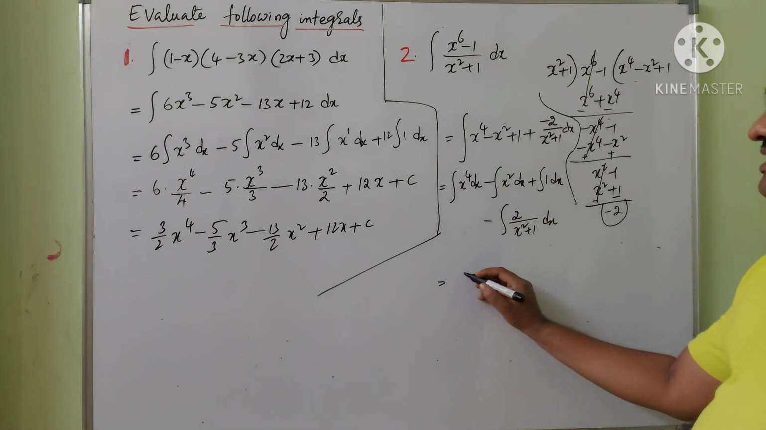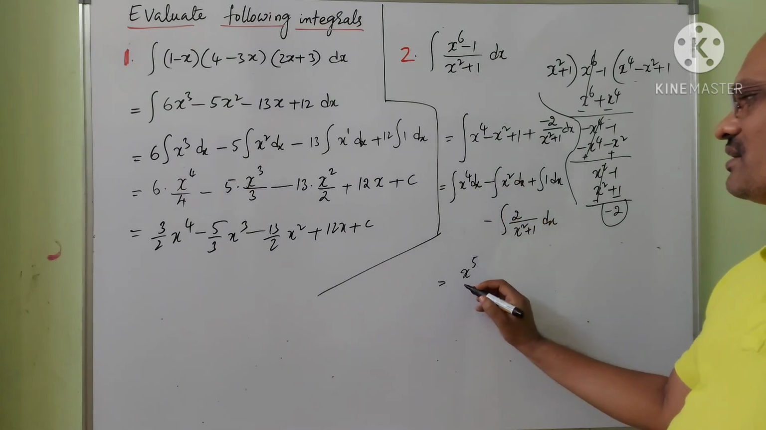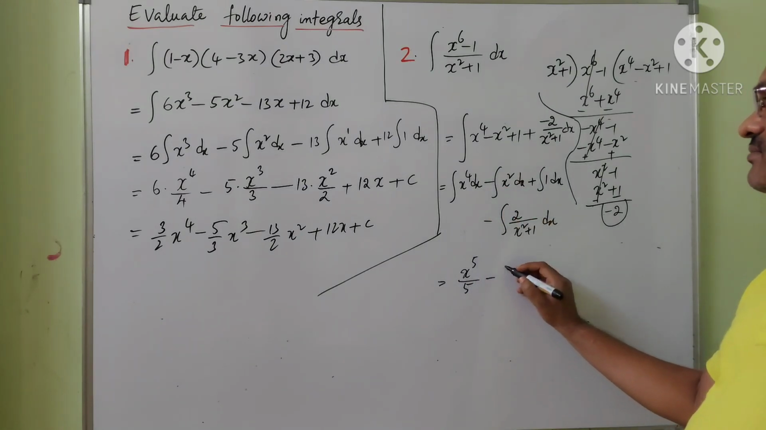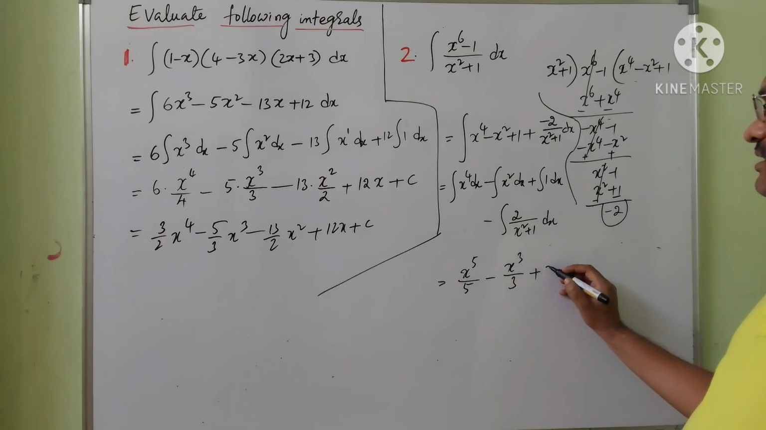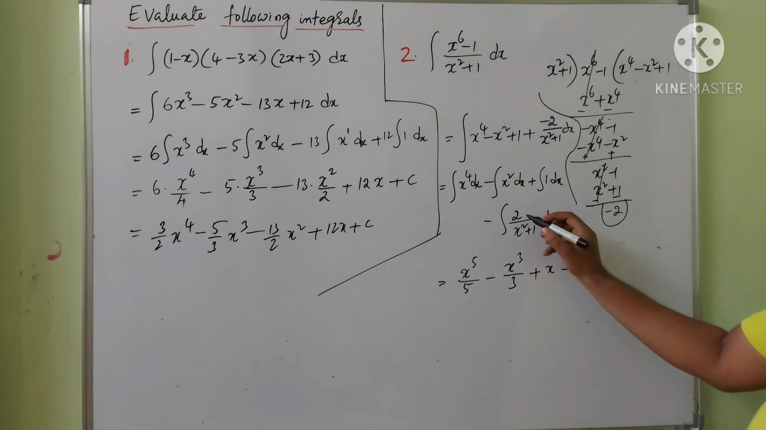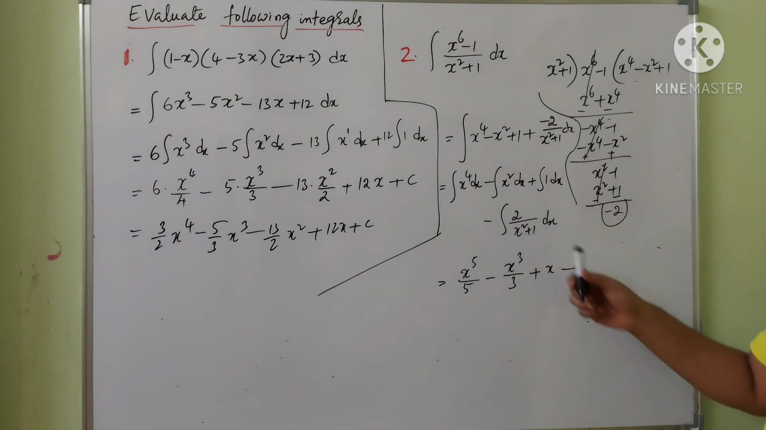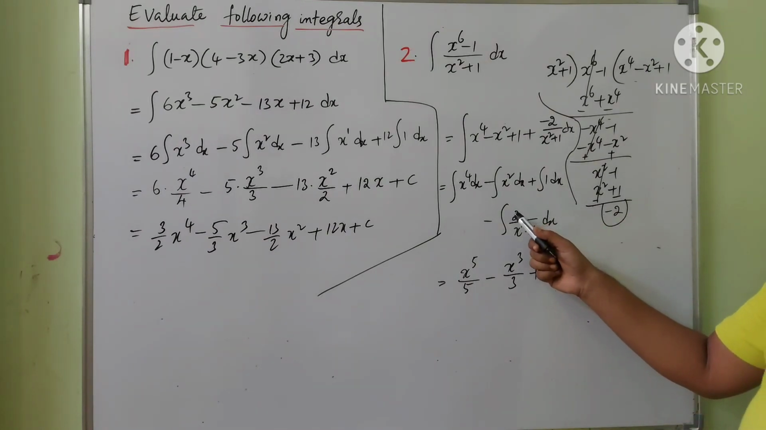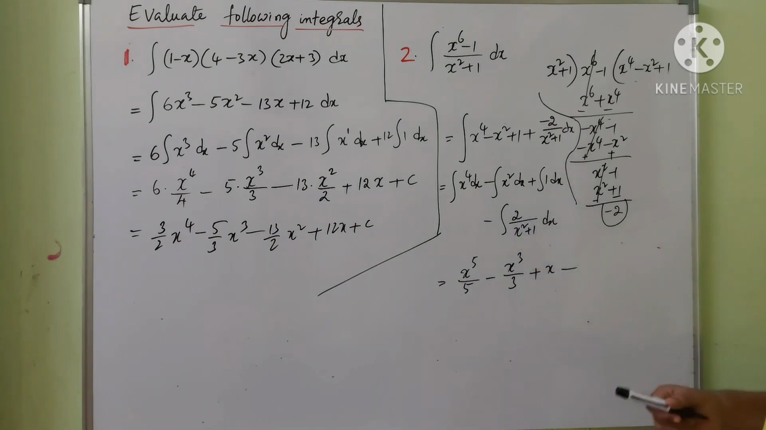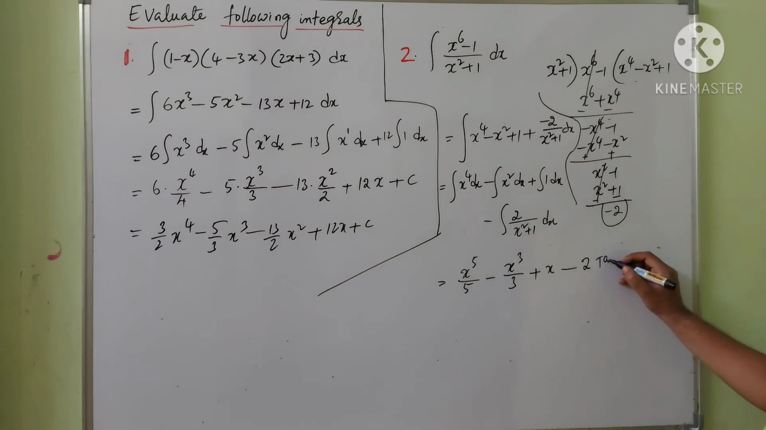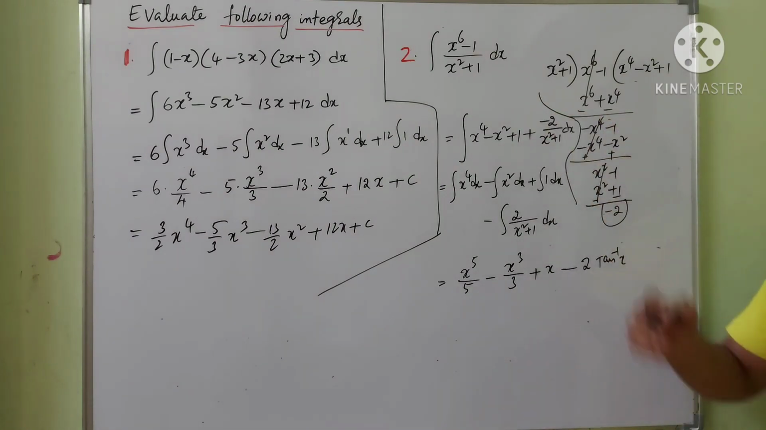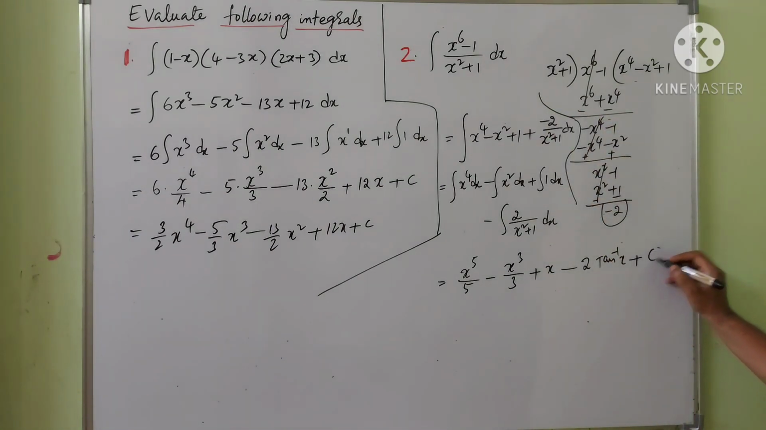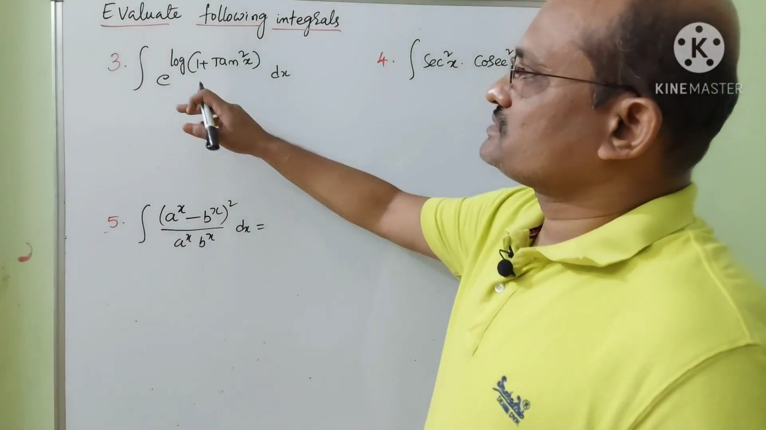The integration of x power 4 is x power 4 plus 1 by 4 plus 1, that is x power 5 by 5. Then x square gives x cube by 3. The integration of 1 is x. Minus 2 by x square plus 1: 2 is a constant, so it is a constant into a function, 2 into 1 by x square plus 1. How to integrate a constant into a function? Write the constant as it is and integrate the function. The integral of 1 by x square plus 1 is nothing but tan inverse x. I told you the formula earlier. At the end you have to write plus c.